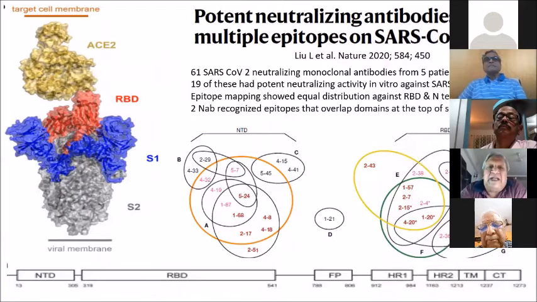Once monoclonal antibodies became available and we could understand how the ACE2 receptor and the spike protein interact with each other, they looked at the epitopes on the spike protein, and they found that there are at least 18 to 19 epitopes, which if you block, you can cause neutralization.